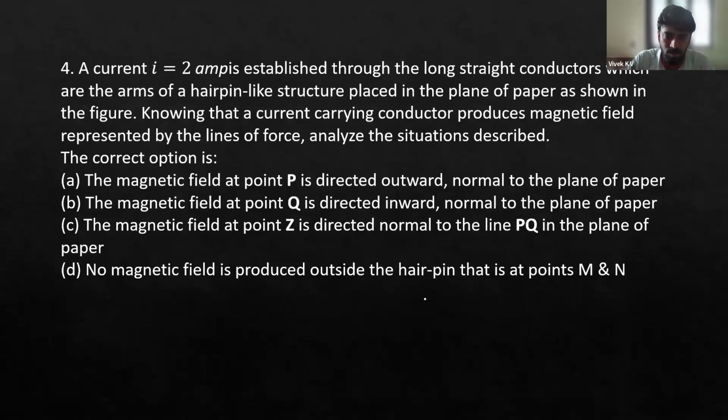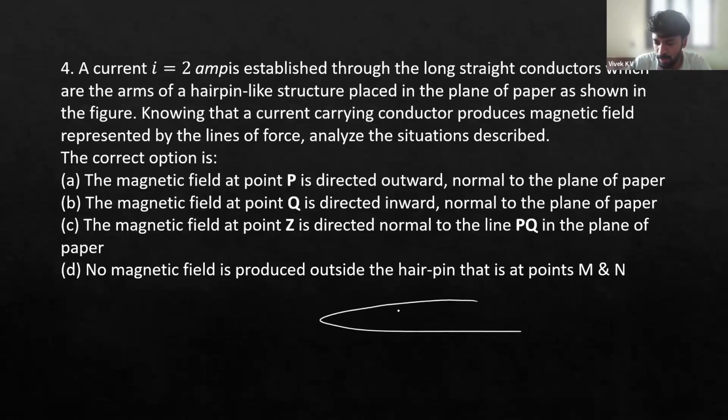Okay, so this is the figure. Like we have a hairpin. You know what a hairpin is, right? So this is the figure that we are having. So in this, 2 ampere of current is passing through the long straight conductors, which are the arms of a hairpin-like structure placed in the plane of a paper. Knowing that a current carrying conductor produces a magnetic field represented by the line of force, analyze the situation described and find the correct option. So we are having different points marked in the hairpin.